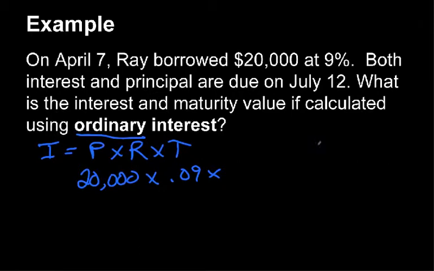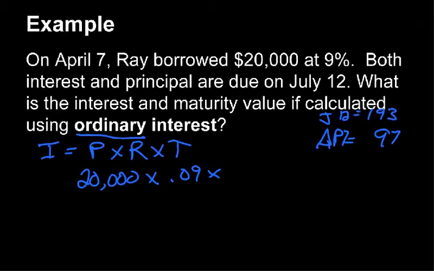Well, April 7th is day 97 out of the year, if we look at our calendar. And July 12th, this is April 7th, and July 12th is day 193.